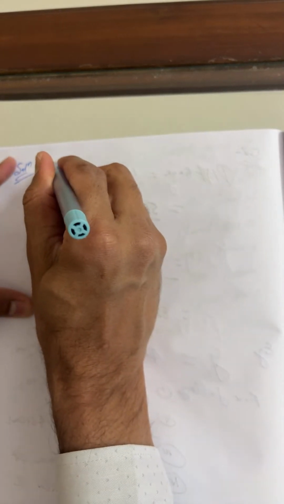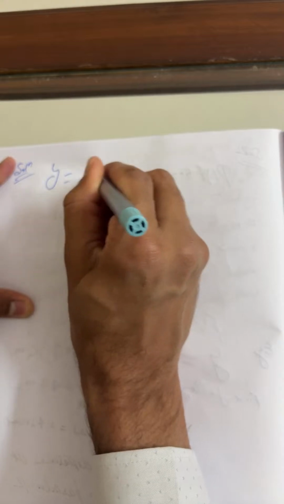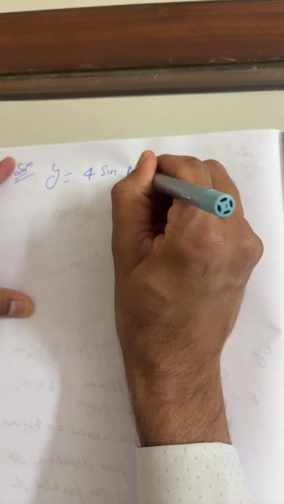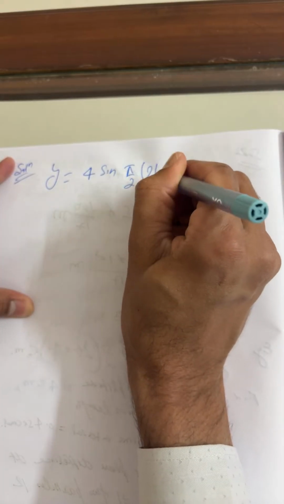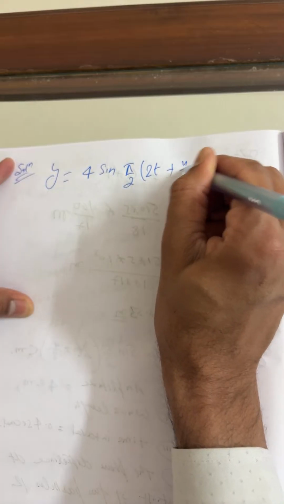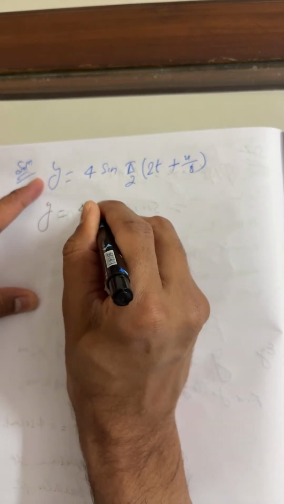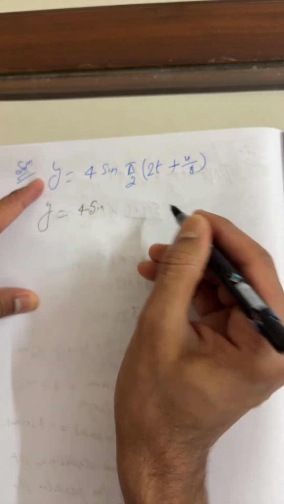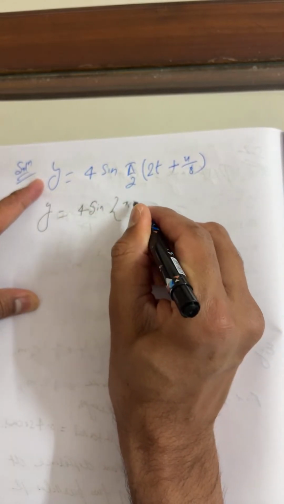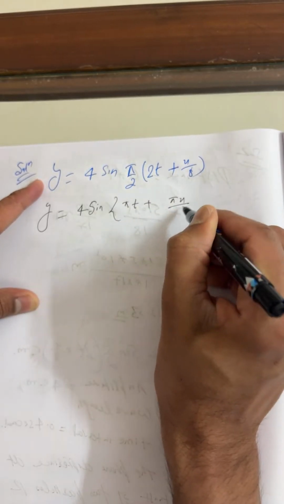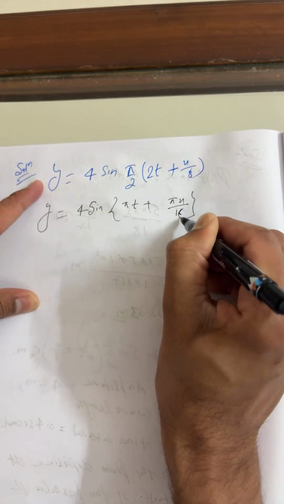What is the question? Y is equal to 4 sine of (pi by 2) times (t plus x by 8). Just multiply the entire terms. So you can say y is equal to 4 sine of (pi t plus pi into x by 16).